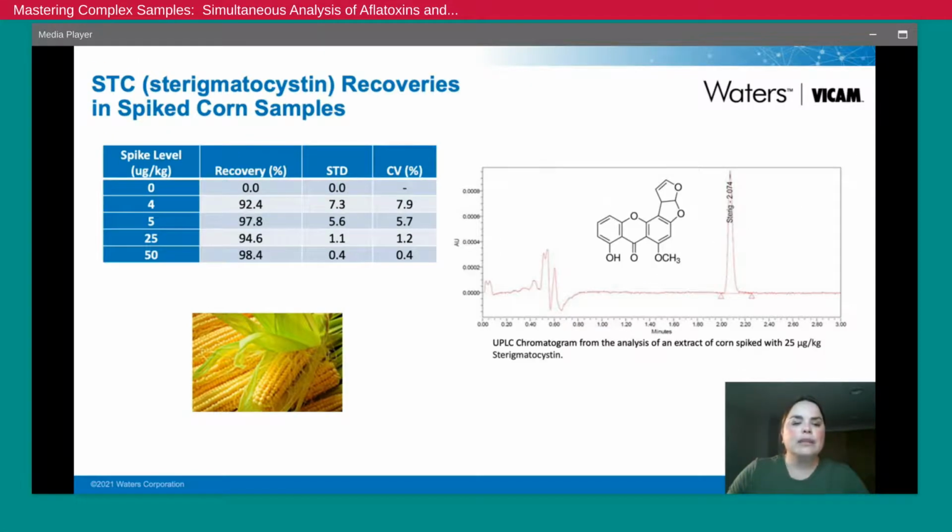As mentioned previously, the Aflatest WBSR Plus immunoaffinity column is also capable of capturing the precursor to aflatoxin, STC. The STC recoveries in spiked corn samples are shown here. The structure is also shown next to the peak in the UPLC chromatogram from the analysis of an extract of corn spiked with 25 micrograms per kilogram of STC. The recoveries ranged in levels spiked from 4 to 50 micrograms per kilogram, from 92% to 98%, and the CVs also were below 8%, which is very good for this analysis.